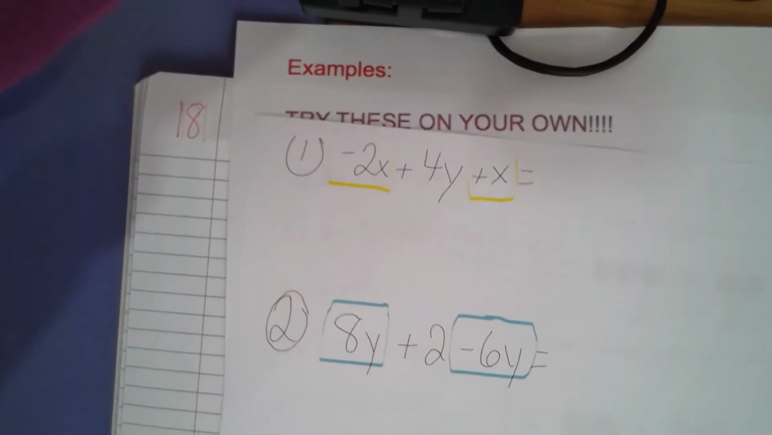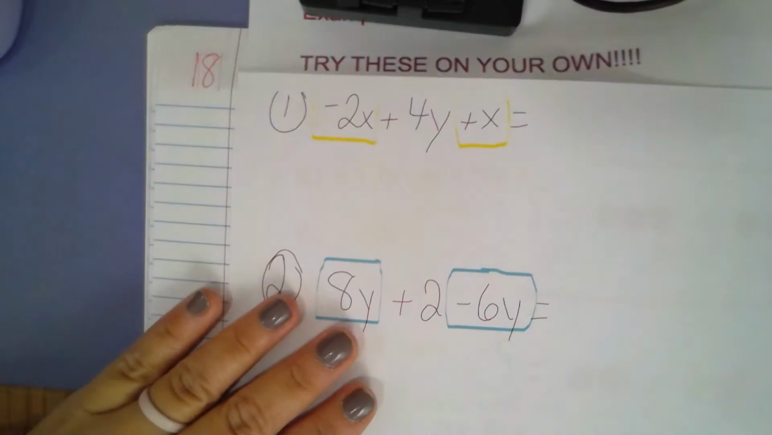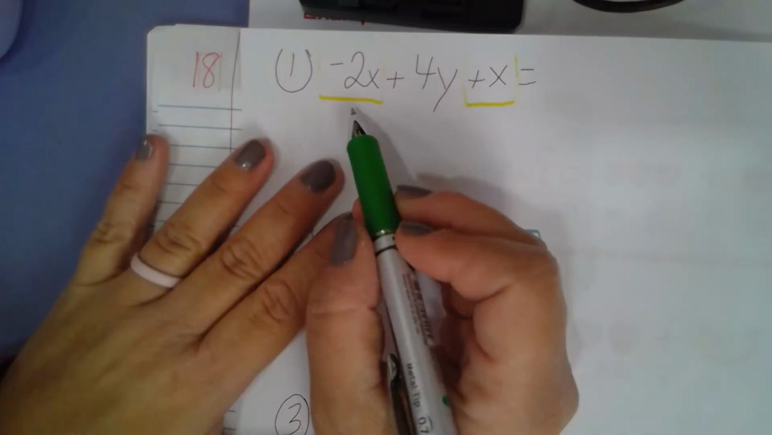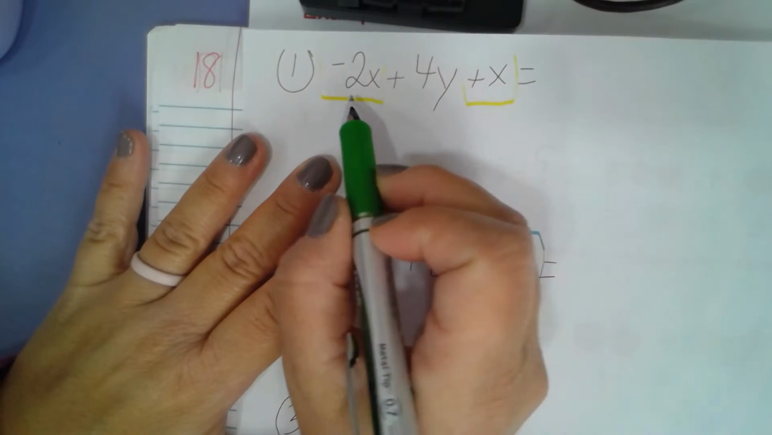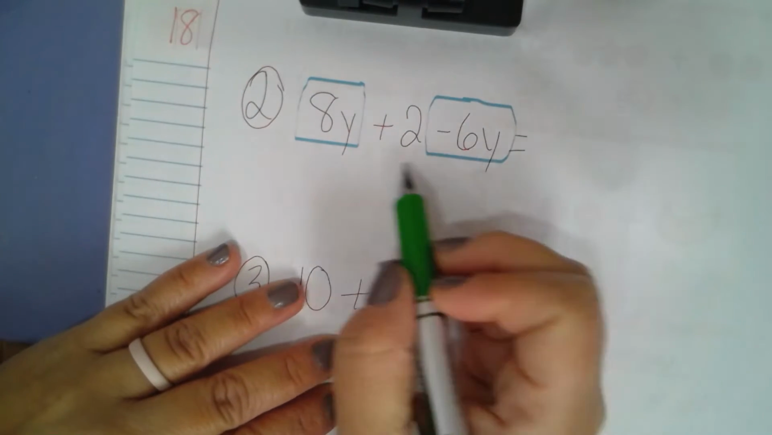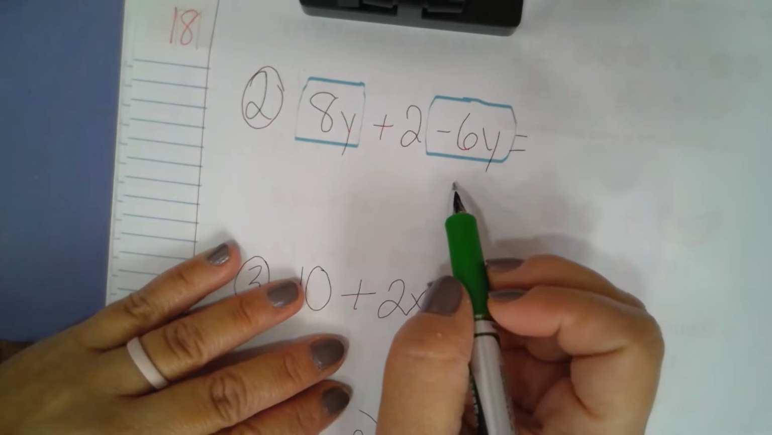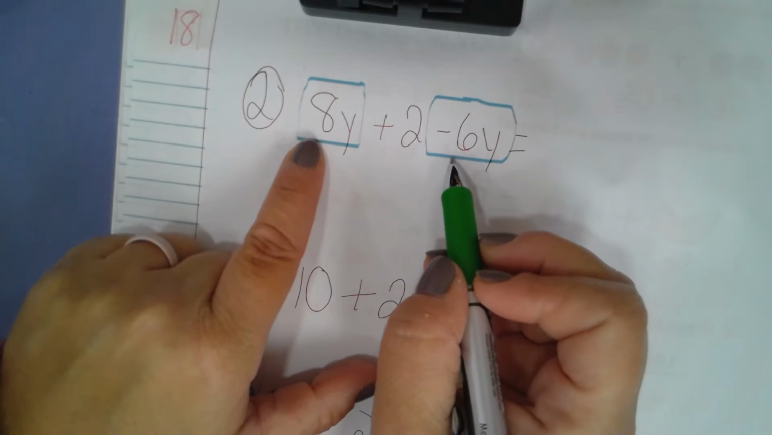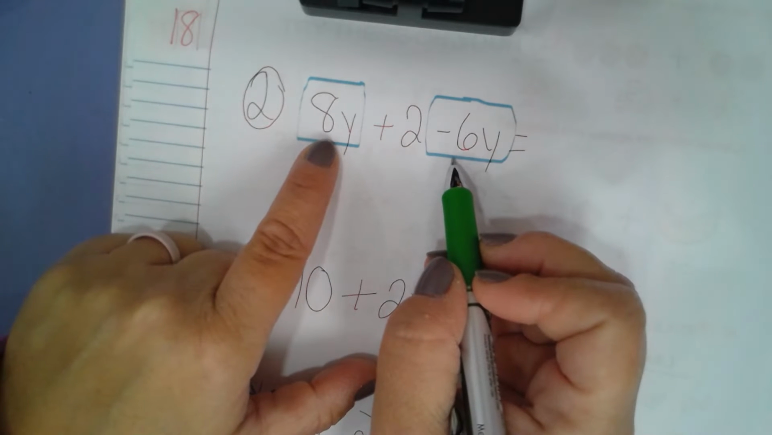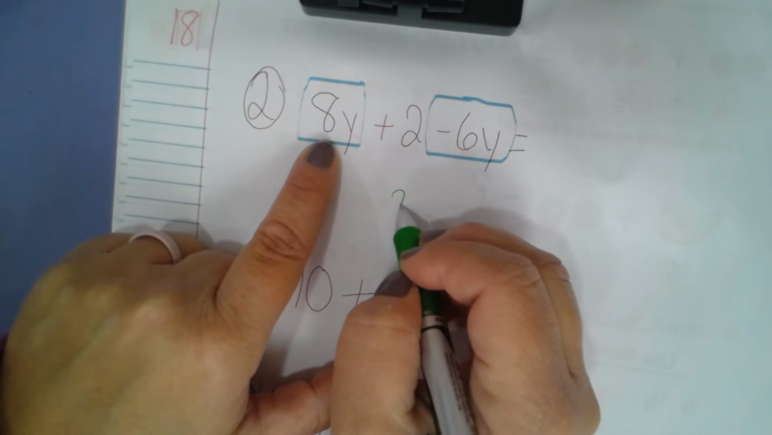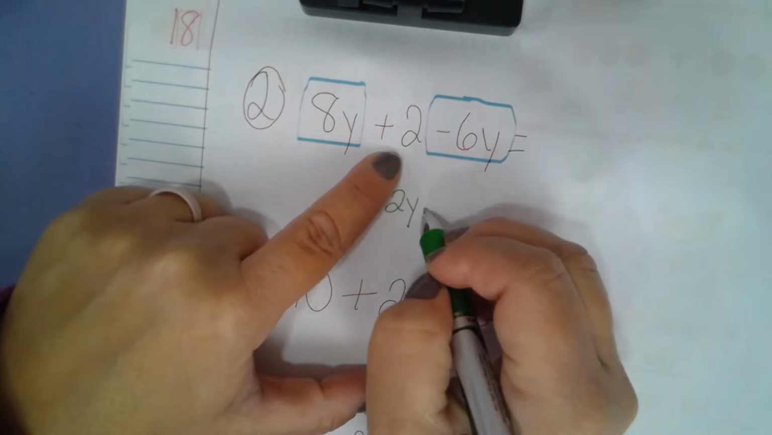All right, so let's look at the next example. Again, this is not on your foldable. Notice I boxed the like terms. They both have a y. So now I'm going to add or subtract the coefficients. So 8 minus 6 is 2. So 2y plus 2.